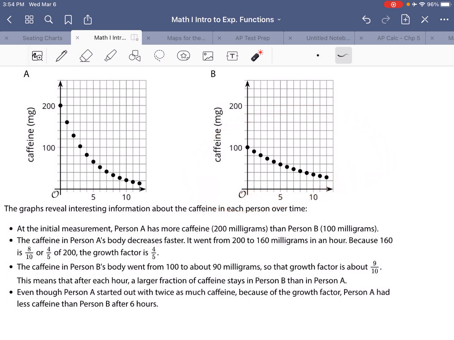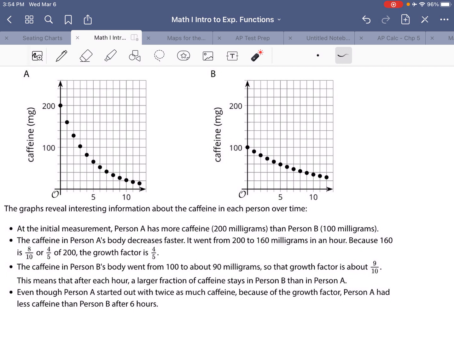If we look over here, it goes from about 100 to 90 milligrams, so that has a decay factor, not growth, decay factor of about 9/10, which means that after each hour, 1/10 of the caffeine in their body is being processed and eliminated. So 1/10 is a much smaller amount that's being lost compared to 1/5.